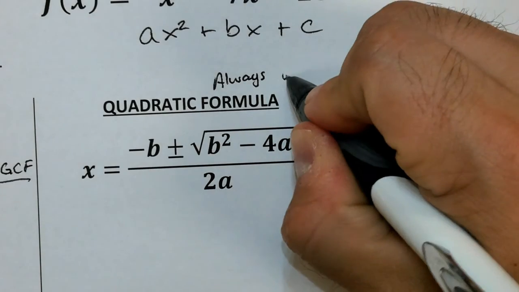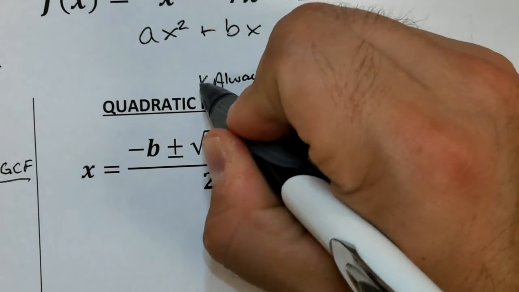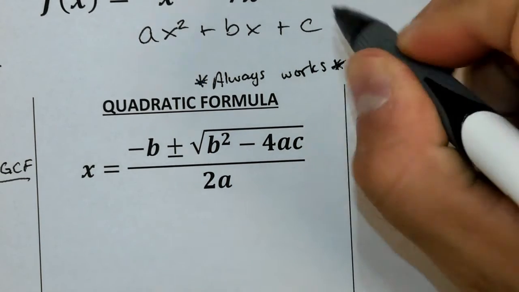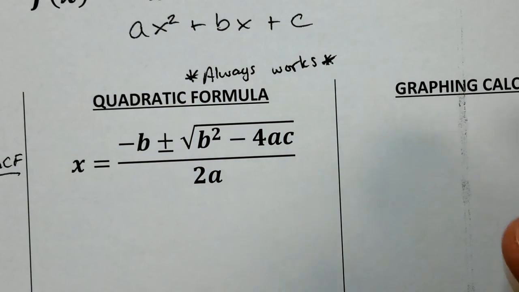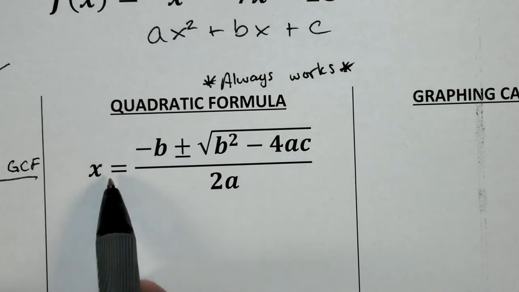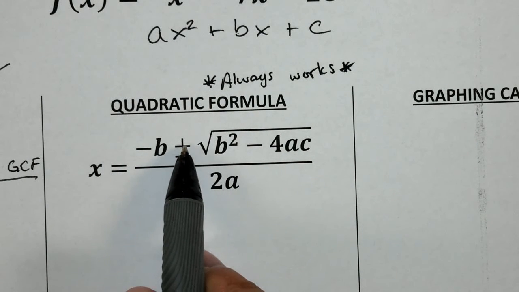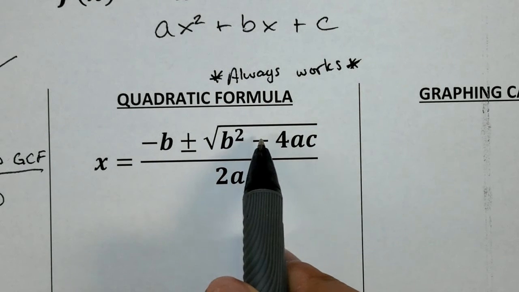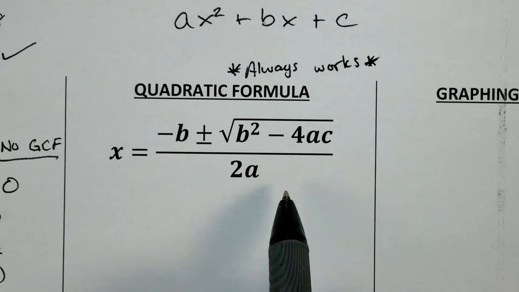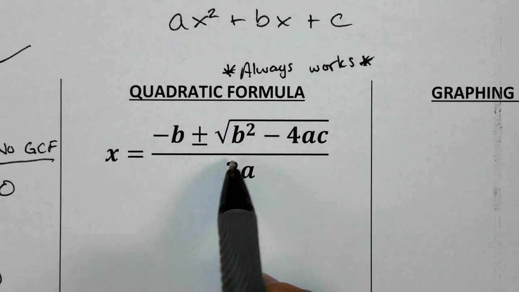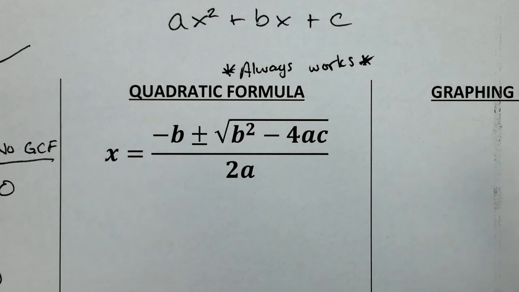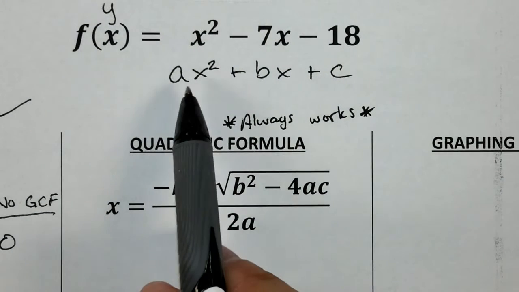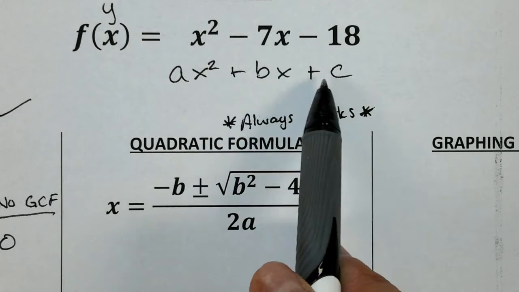So this always works. Now, it is a little scary looking, but it's not difficult. You're intelligent, and as long as you take your time and take all the space you need, this should be pretty basic. So this is the formula. X equals negative b plus or minus the square root of b squared minus 4ac, all divided by 2a. So these letters are simply the letters from your equation, the ax squared plus bx plus c.